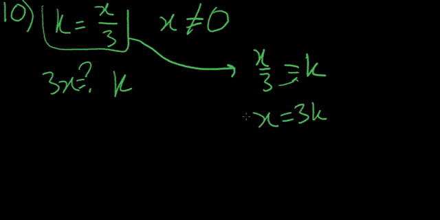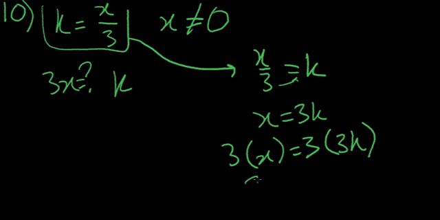Now we just need to multiply x by 3. So if we multiply x by 3, we need to multiply 3k by 3 also. So 3 times x is equal to 3 times 3k. So 3x is equal to 3 times 3, which is 9k. 9k is choice B.